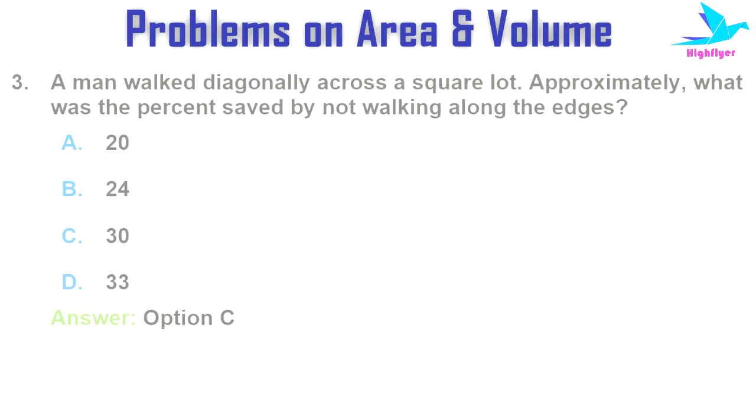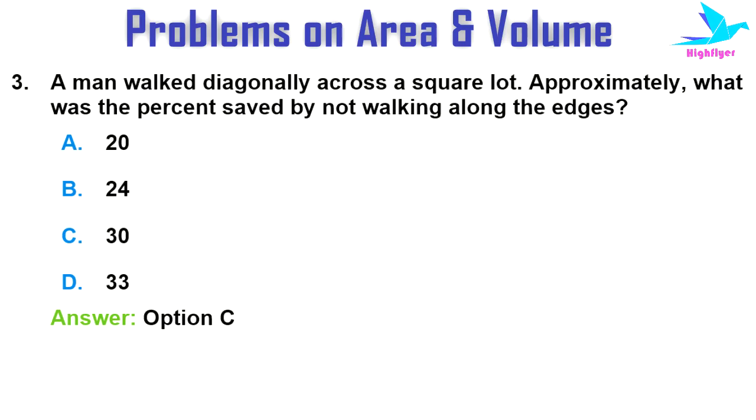Next question. A man walked diagonally across a square lot. Approximately what was the percentage the person saved by not walking along the edge? Options are 20, 24, 30 or 33. The right option is option C, 30.